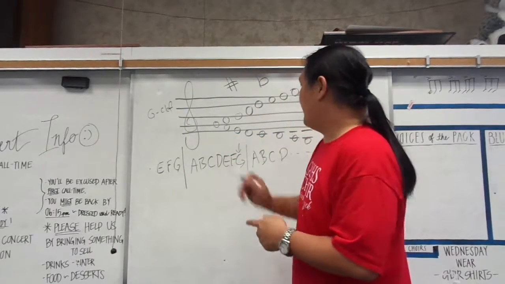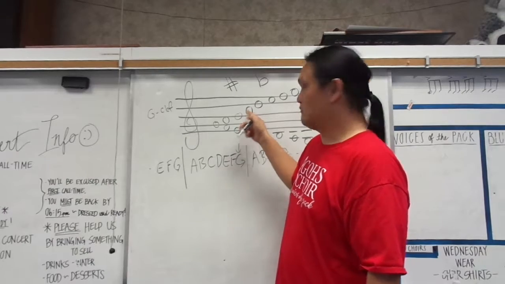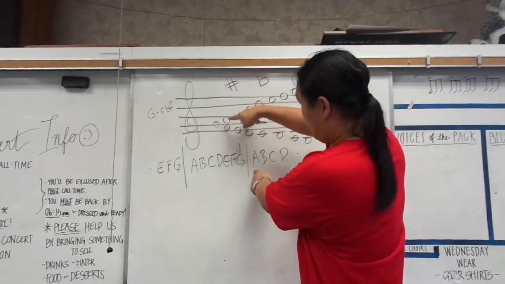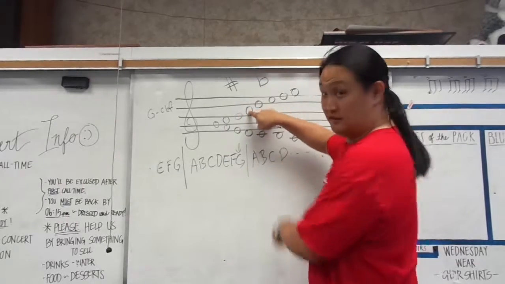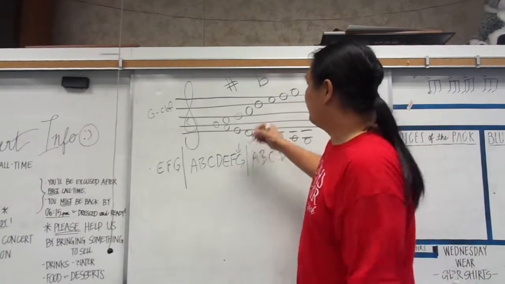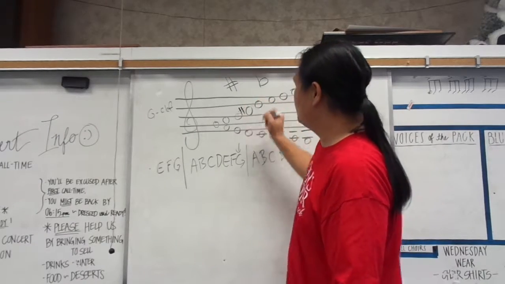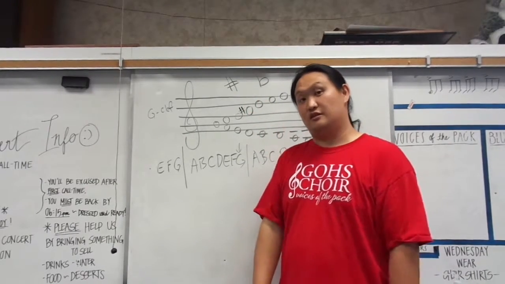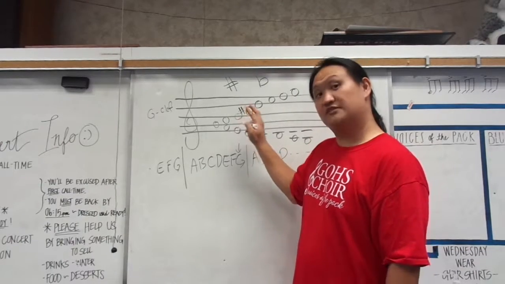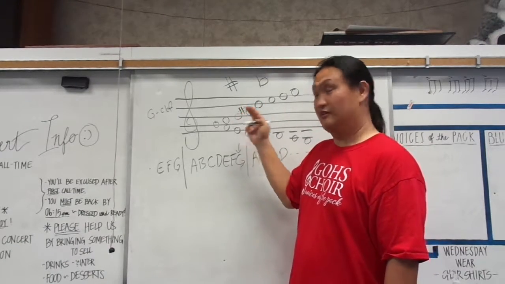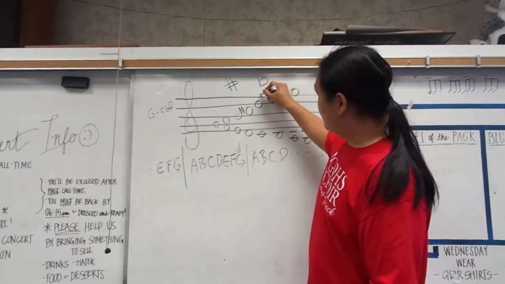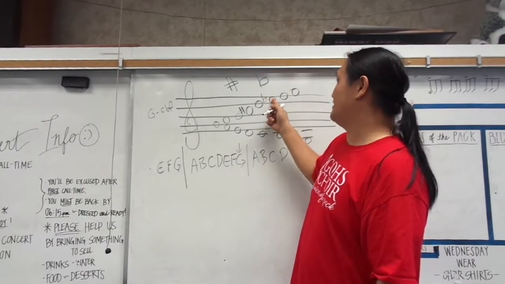So if I have a C, again, this is G, up one, A, B, C. That's a C natural, or just a simple C. If I were to add a sharp, that is now a C sharp. Notice how it's backwards, right? C, D, E, right? So if I put a flat sign, that's now an E flat.